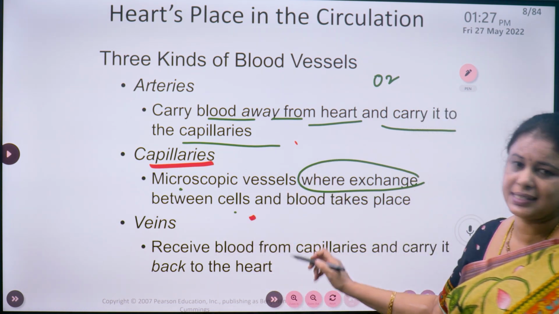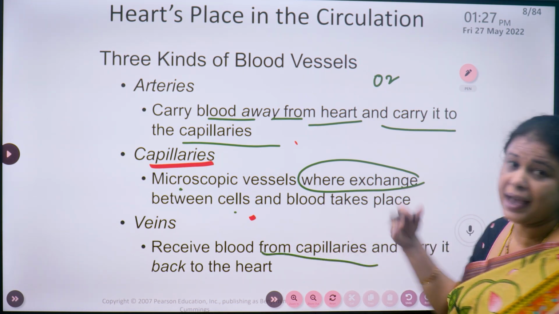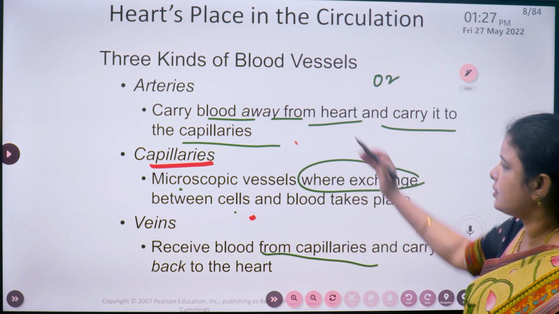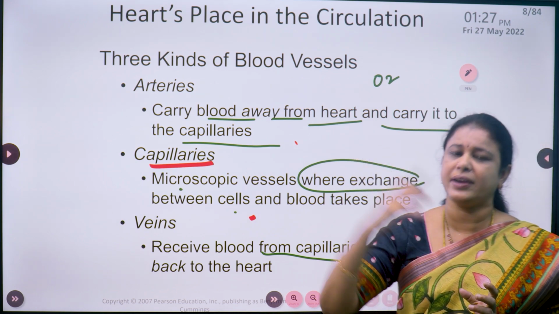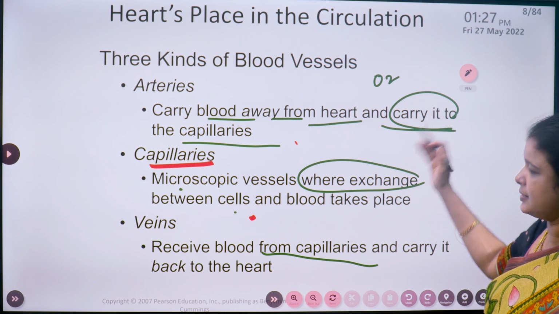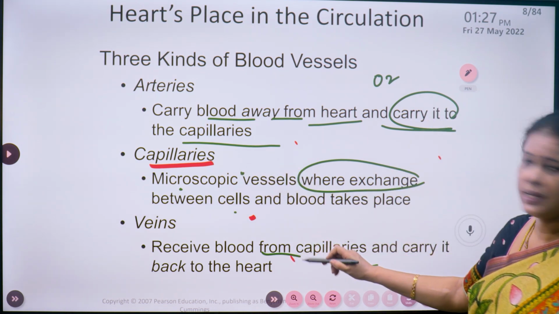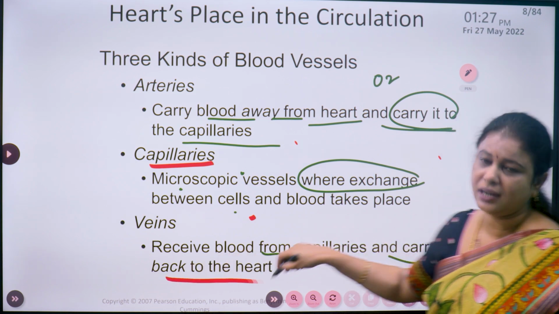Veins. So veins receive blood from capillaries and carry it back to the heart. Arteries carry blood away from the heart to the capillaries, and veins collect the blood from the capillaries and carry it back to the heart.